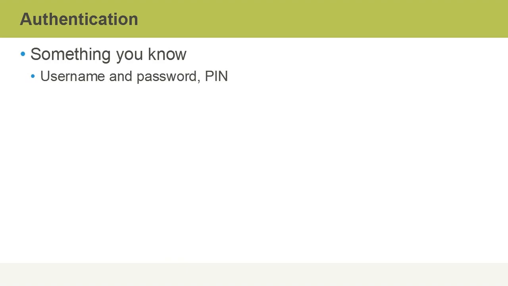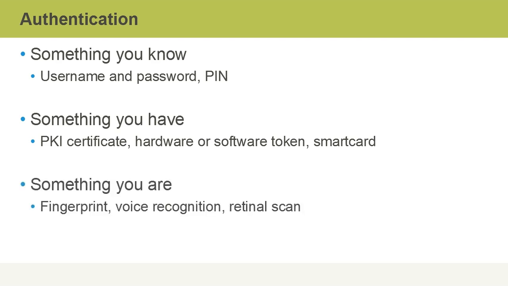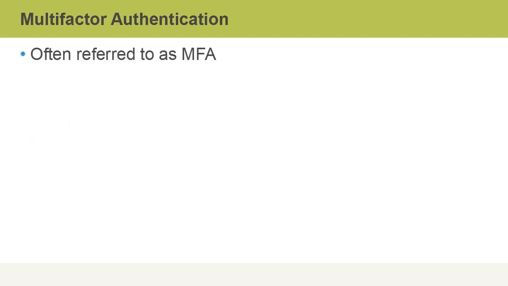Authentication has multiple categories that can be used, such as something you know. That would include something like a username and a password or a PIN. Another category for authentication is something you have. That would include things like a PKI certificate, or a hardware or software token, or even a smart card. The third category is something you are. For biometric authentication, this will include things like fingerprints, voice recognition scans, or retinal scans.